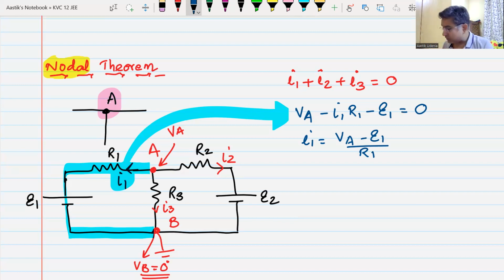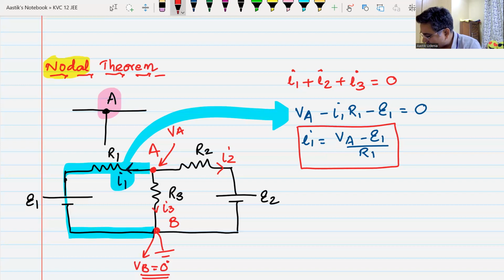Now, at first it looks like I have to make this equation also. But if you just use some smart work, some smart brain, you have seen the potential of point A is VA and the battery is put in this fashion that the positive terminal is above and the negative terminal is below. So I am going from positive to negative terminal. If I understand how this equation is coming, just use a bit of brain and a bit of common sense.